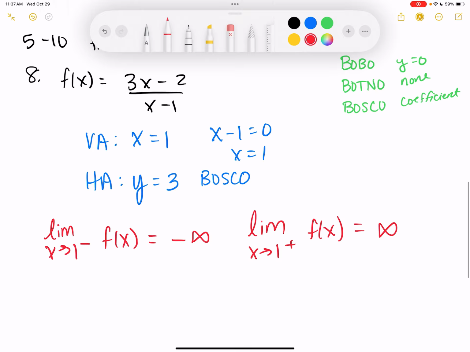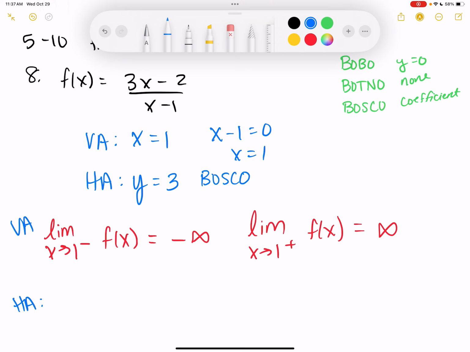What if there's no HA, or horizontal asymptote? Then you don't do anything for the limit. We've only done vertical right now. This is the vertical one. What is a rational function? A fraction. A function that's in fraction form.